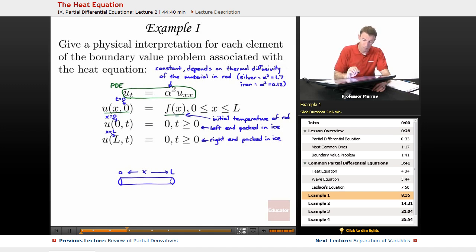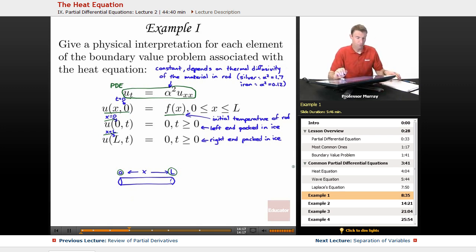So f of x would be a function that the experimenter has determined by going through and measuring the initial temperature of the rod. And then u of 0,t and u of L,t mean you've plugged in x equals 0 and x equals L, which means you're looking at the left-hand end and the right-hand end of the rod. And if we're keeping them equal to 0, that would suggest that we've artificially forced both ends to stay at 0, perhaps by submerging both ends of the rod in an ice bath, and so that's how we know they're going to stay at temperature 0 for all time.